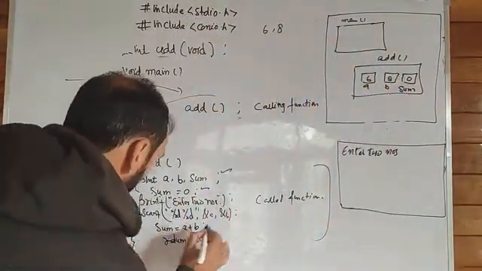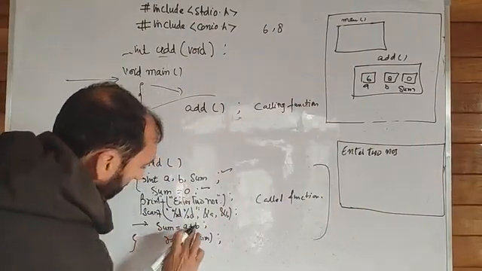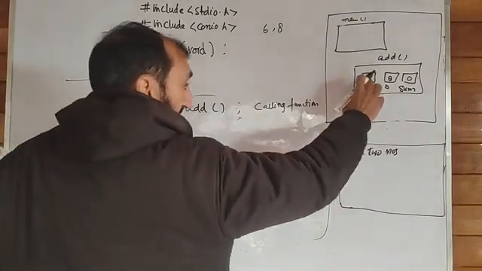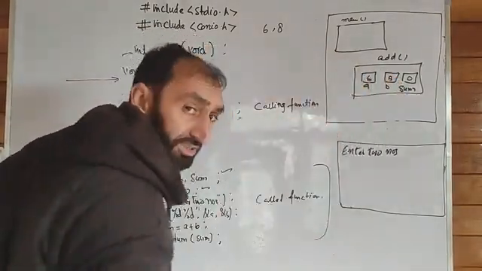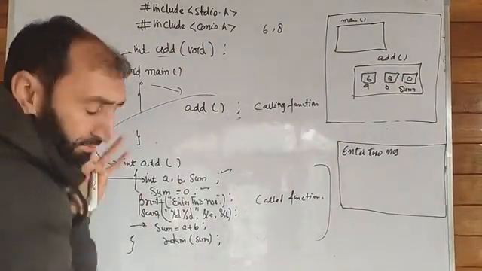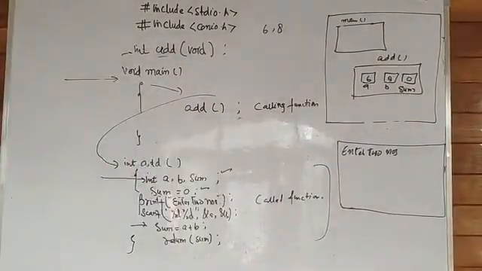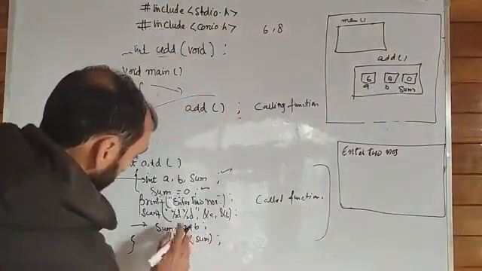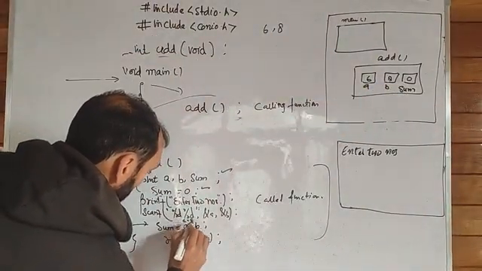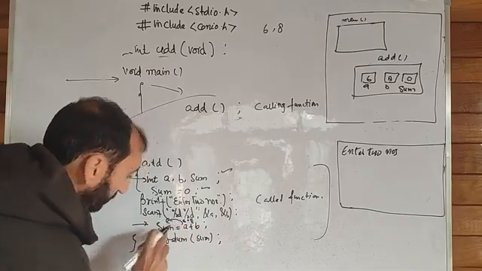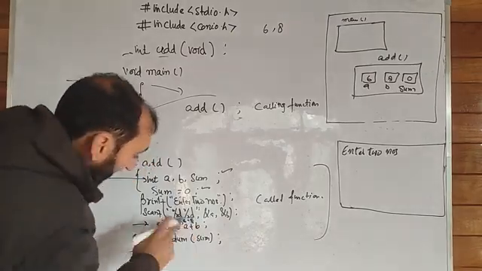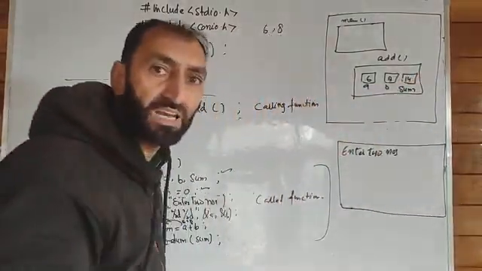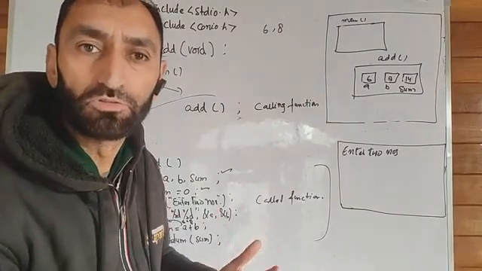After that, the control will go to sum equal to A plus B. What is A? A is 6. B is 8. 6 plus 8 is 14. That means 14 will get stored in sum. The 14 will get assigned to sum. Sum's value is now 14.